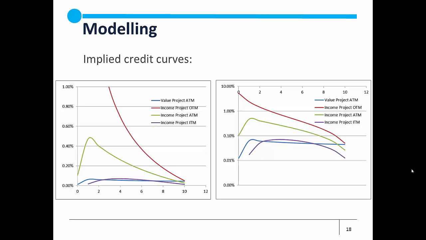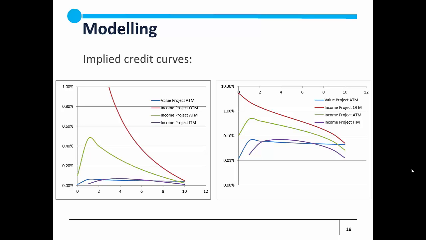So here we're showing the equivalent CDS curves for a value project that's at the money. At the money means that the value of the debt is basically at par. The project is out of money if the value of the debt is below par. It's at the money if the value of the debt is at par, and it's in the money if the value of the debt is above par.